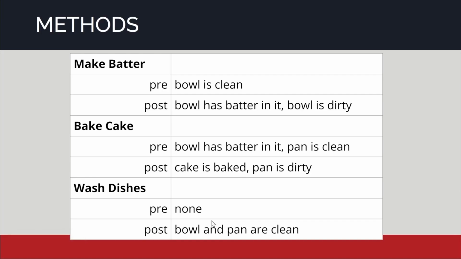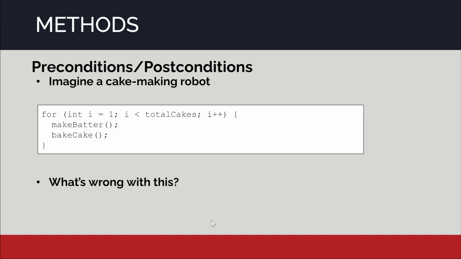Or competent at least. Okay, so maybe we have a cake making robot. Let's say that these are all methods. Let's write a loop that will make a bunch of cakes. You may think that we just go to the total number of cakes and we make the batter and bake the cake. So, what's wrong with this code?